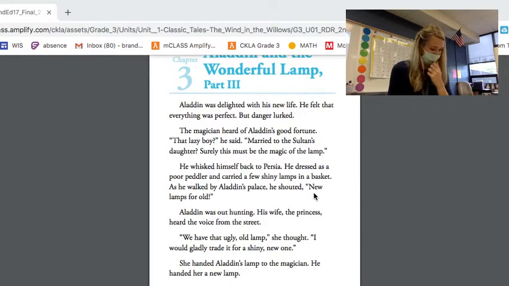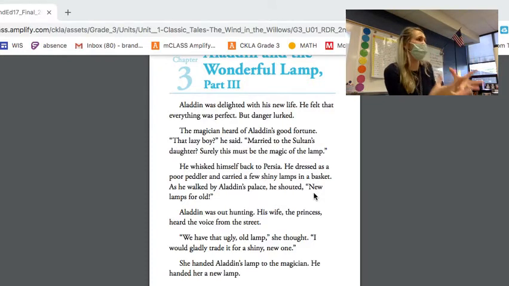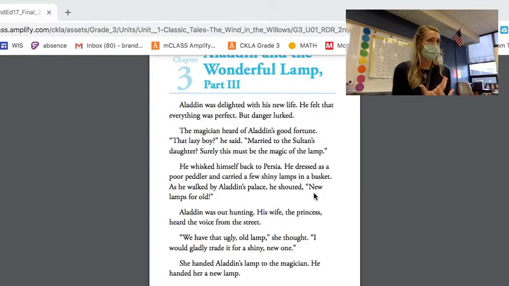In this paragraph, it says, but danger lurked. If something is lurking, it means it's there, but it's not necessarily seen. It's kind of just hanging around. So we know that danger is going to be around this. On this same page, in the second paragraph, that next paragraph down, I want you to find the word fortune and put your finger on it. Second paragraph, find the word fortune and put your finger on it.